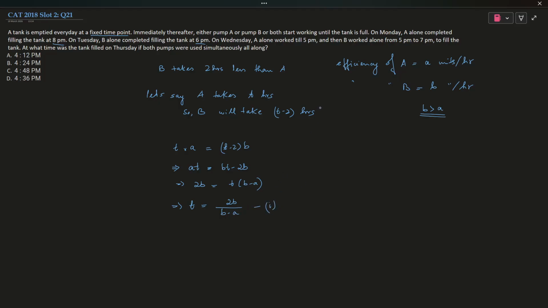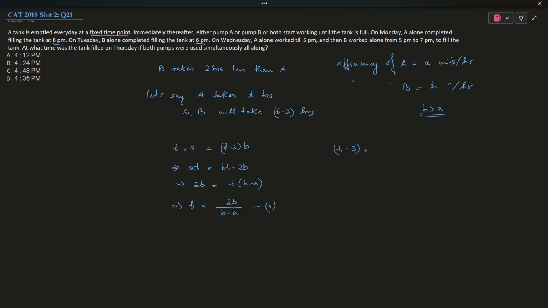First equation. On Wednesday, A alone worked till 5 p.m. So for how many hours did A work on Wednesday? On Wednesday, A worked for a total of T minus 3 hours, guys. Why? On Monday, pump A was working till 8 p.m. On Wednesday, pump A was working till 5 p.m. That means there's a 3 hours difference. So 3 hours less.